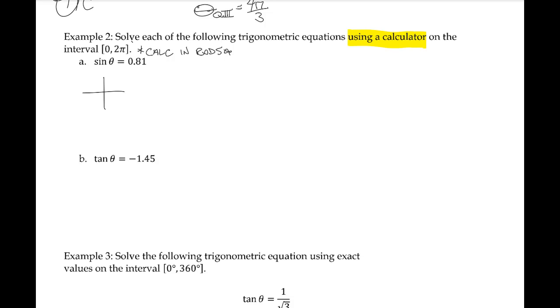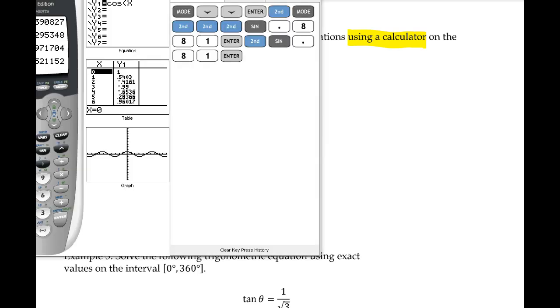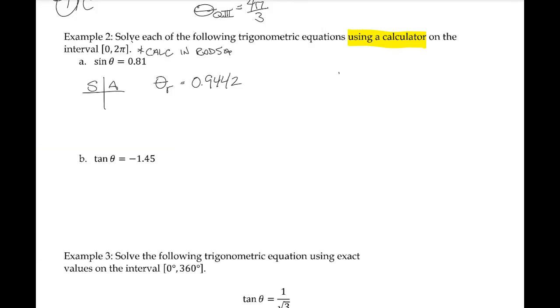Okay, and again for A, where it says sine theta equals 0.81, I'm working in quadrants 1 and 2. So I will still expect two answers. I'm going to figure out my reference angle first, and then I'm going to go from there. I get 0.94416, I believe. So that rounds to 0.9442. Just double check. Yeah. And so that's in radians. So then I'm going to take this value and subtract it from pi to get my quadrant 2 answer.